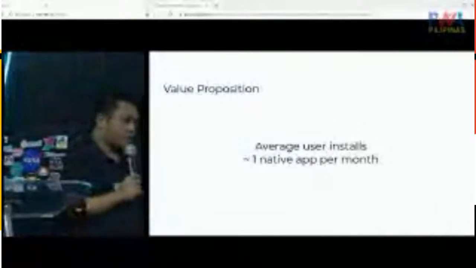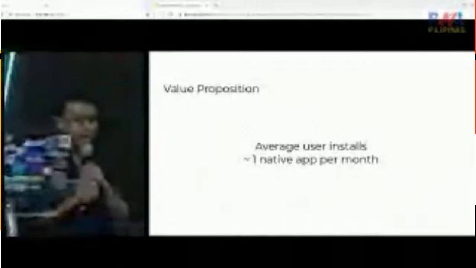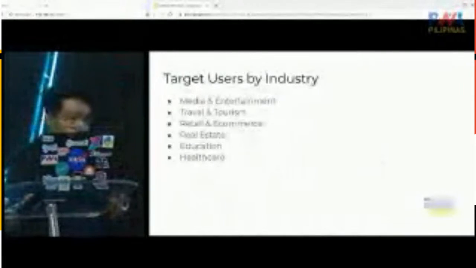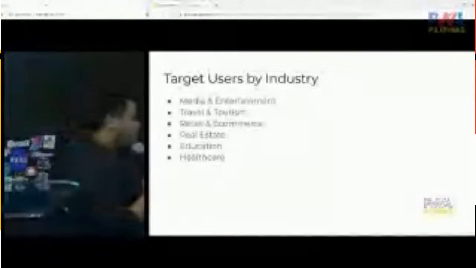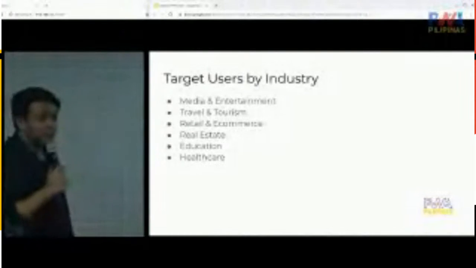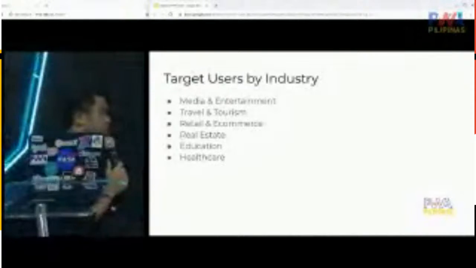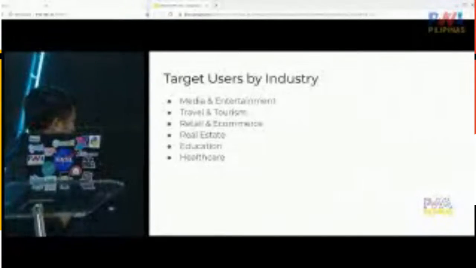And also, as Stephen said earlier, on average a user now installs just one native app per month or even less than that because of the high friction with installing them. Also, since we don't have many PWAs yet, you could target these industries: media and entertainment, travel and tourism like the museum PWA, retail and e-commerce like Quick Eats, real estate, education, and healthcare.